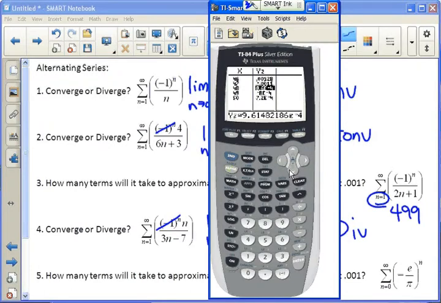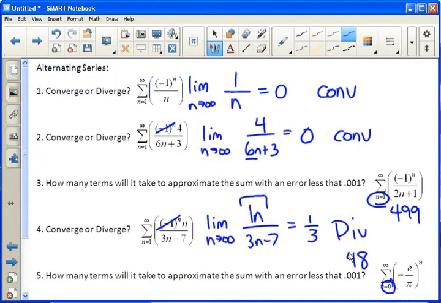We don't want to use 48. We want to use everything that comes before that. Now this one starts at 0. So we're doing 0 all the way through 47. So 0 through 47 is actually 48 terms. It'll take 48 terms to approximate that with an error of less than 1/1000th.